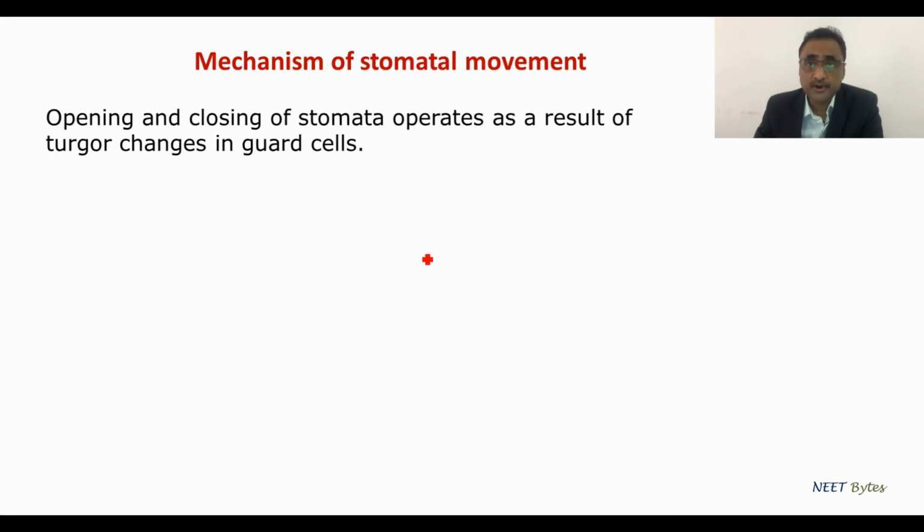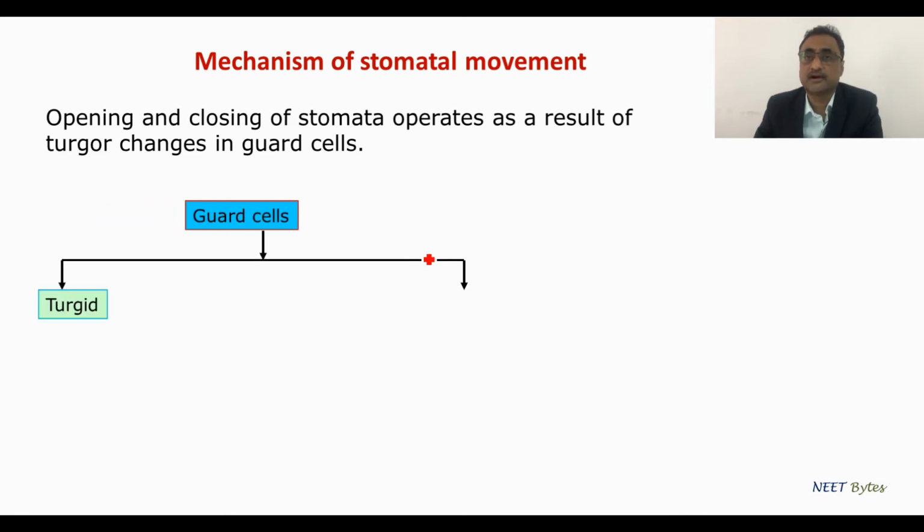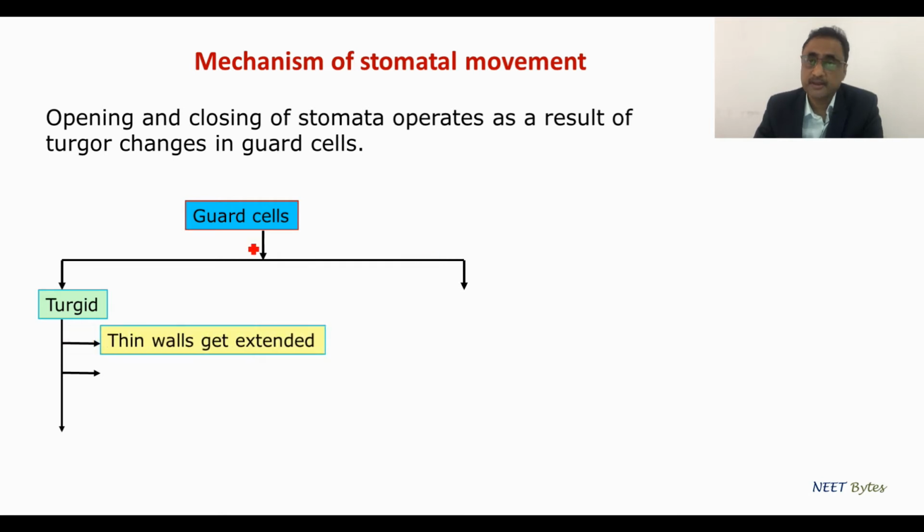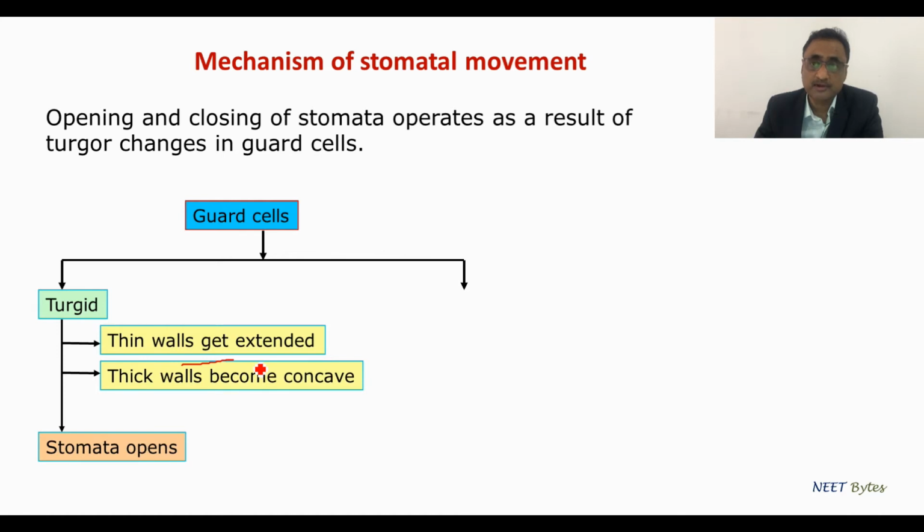So let's try to understand how the stomata are going to open or close. The very opening and closing of stomata is a function of the turgor changes in the guard cells. So there are two conditions. One, if the guard cells are going to be turgid, what will happen? The thin wall gets extended, right? Then the thick walls become concave and stomata are going to open. So turgidity of guard cells is required to open the stomata.